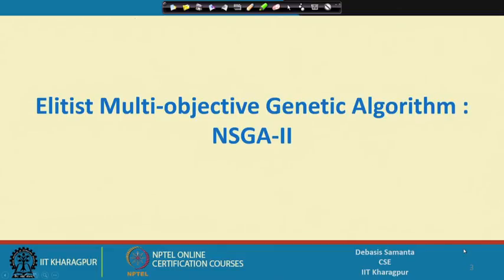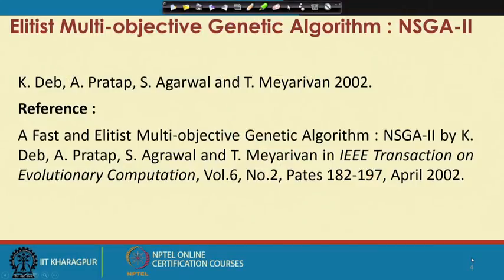It is called the NSGA-II algorithm. This algorithm is called the elitist multi-objective genetic algorithm, abbreviated as NSGA-II, and the basic concept or rationale in NSGA-II is that it can be computationally much more efficient, and it gives better results compared to NSGA. So, this is the idea behind the NSGA-II approach.